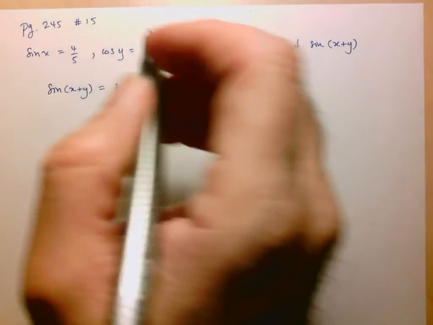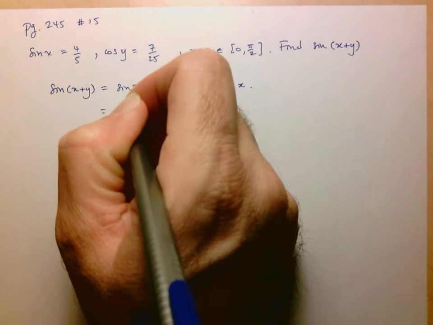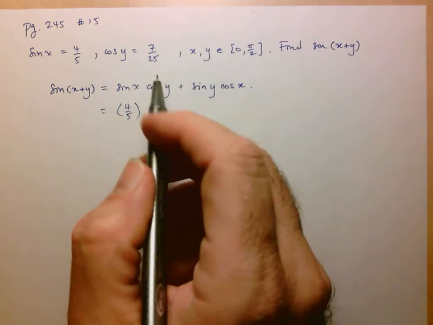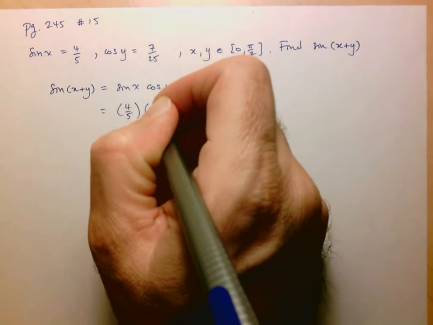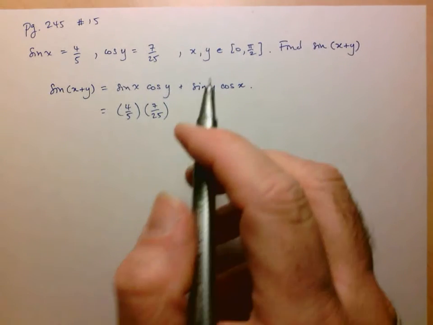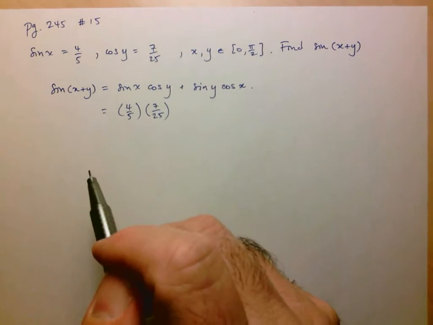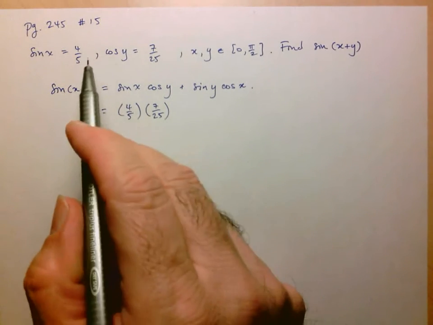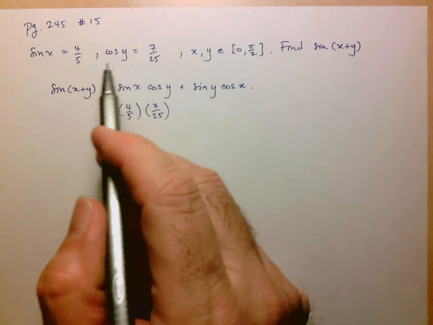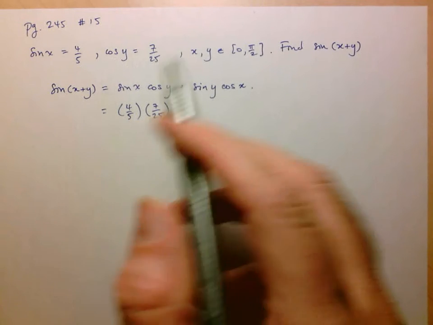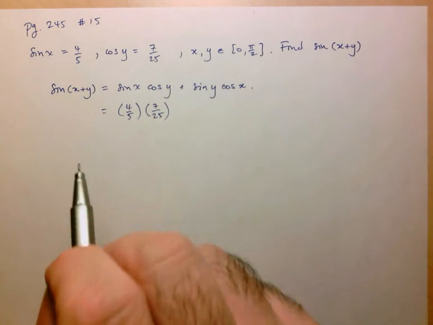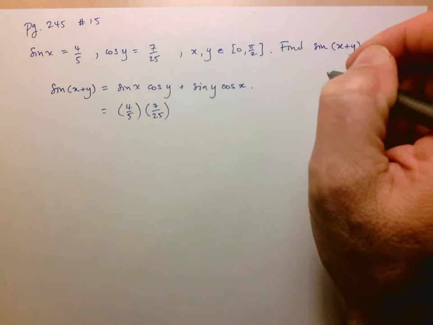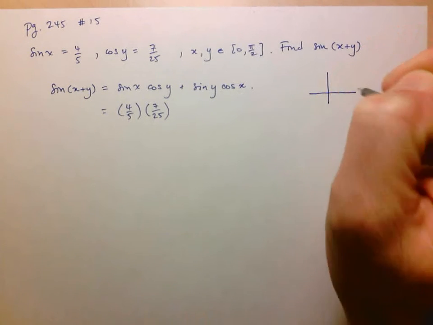Now I already have a few of these things. I already have that sine x is 4 over 5, so I've got 4 over 5 here, and I have that cos y is 7 over 25. But what I'm missing is sine y and cos x. What we can do is use this information. Without even finding the angles x and y, knowing that they're in the first quadrant, we can find these sine and cos values by using a little diagram.